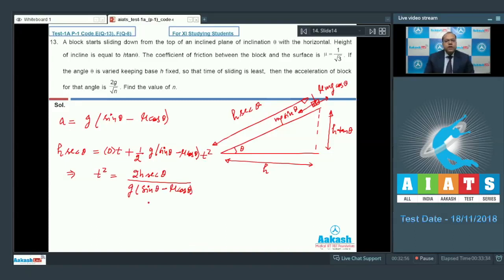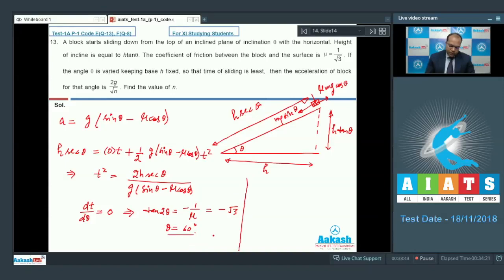Now it is given in the question, the time of sliding is least for a given theta. So if I differentiate this with respect to theta and substitute dt by d theta equal to 0, then we will find that the condition of minimum time will come out when tan 2 theta is equal to minus 1 by mu. And it is given in the question, the value of mu is 1 by root 3. So it is equal to minus root 3. So from here, the value of theta comes out to be 60 degree.